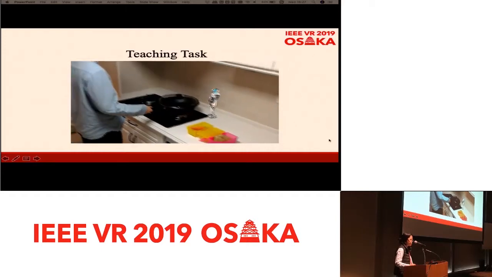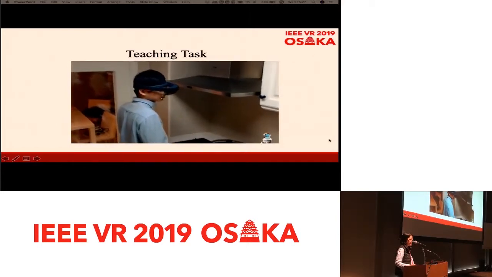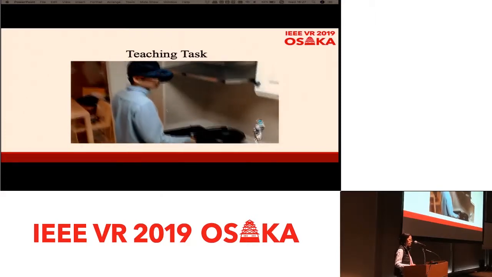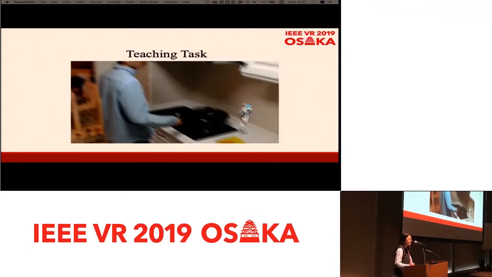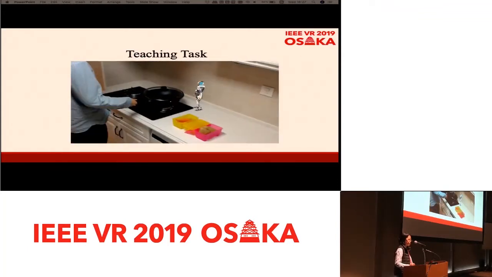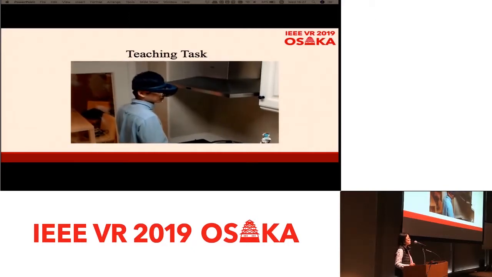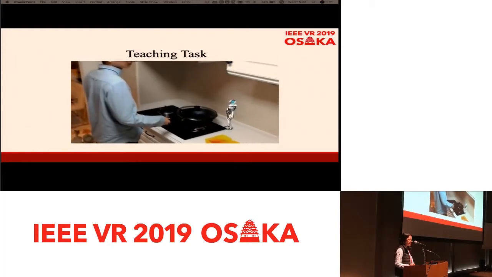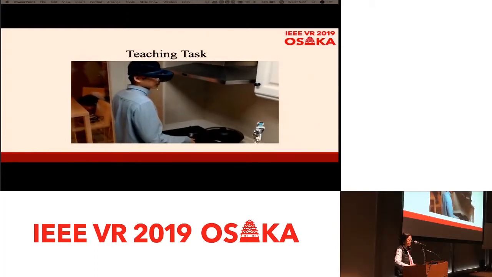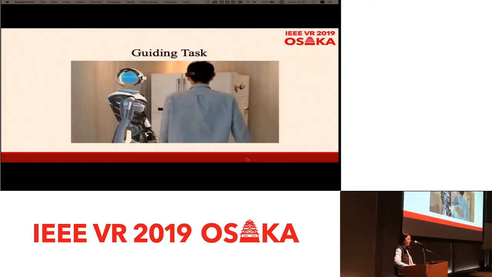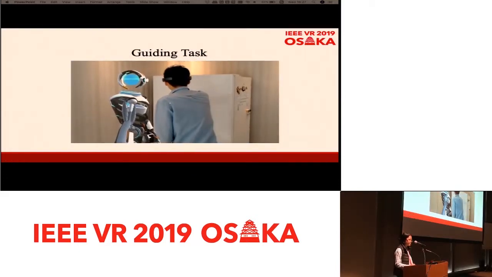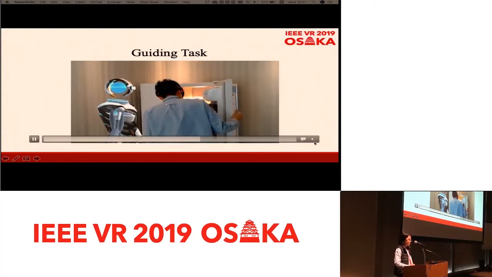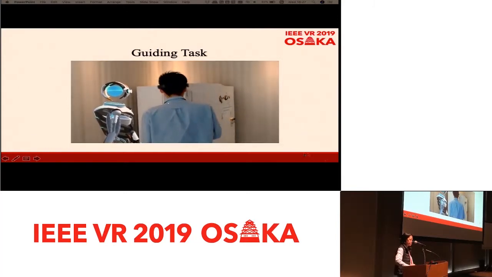This is an example of the teaching task. The agent teaches the user how to cook. We may notice that the distance between the user and the agent is closer than that in the communication task. Such a prior distance was learned from the collected data. This is a guiding task, and the agent is introducing the drinks and food in the freezer to the user.